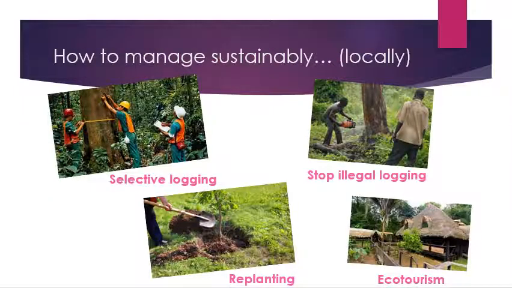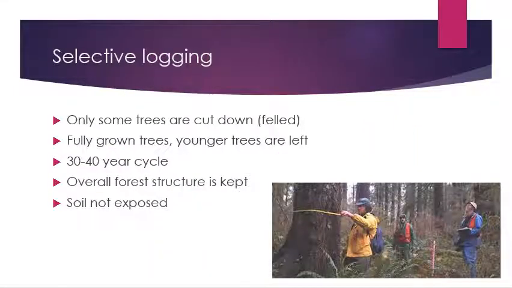Rainforests can also be sustainably managed on a local scale by using methods such as selective logging, preventing illegal logging, replanting, and ecotourism. Let's start having a look at selective logging. Selective logging is when only certain types of trees are cut down.